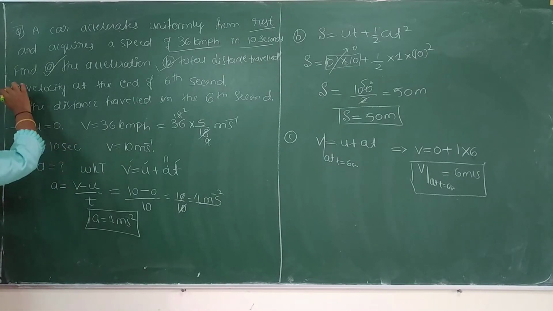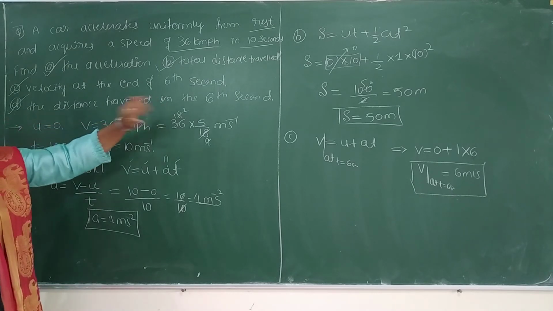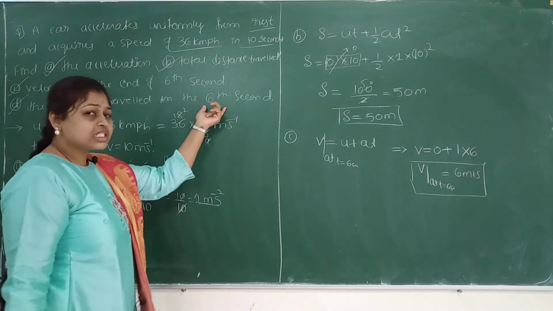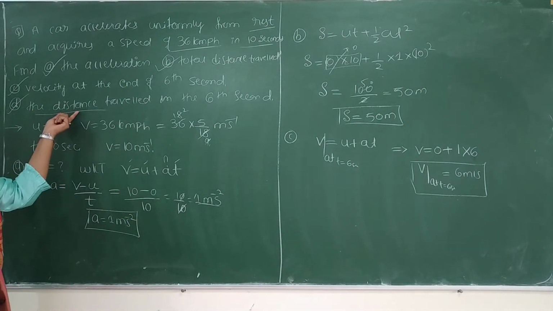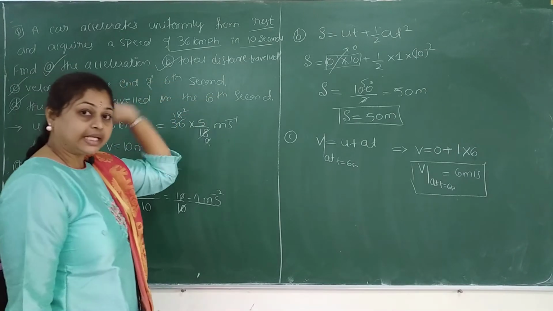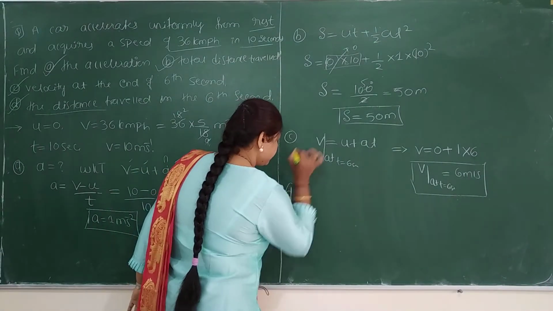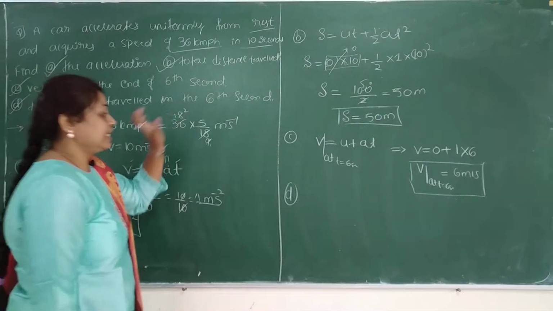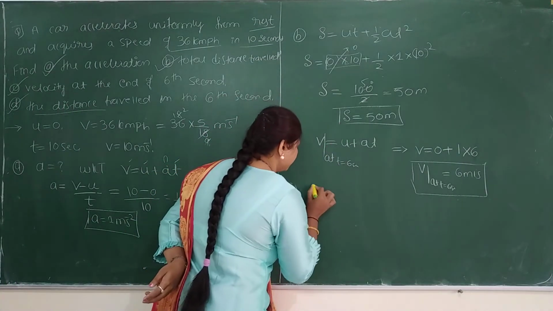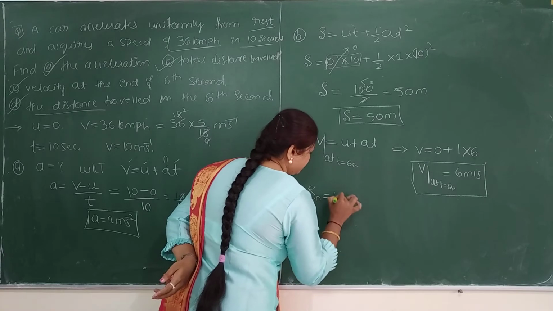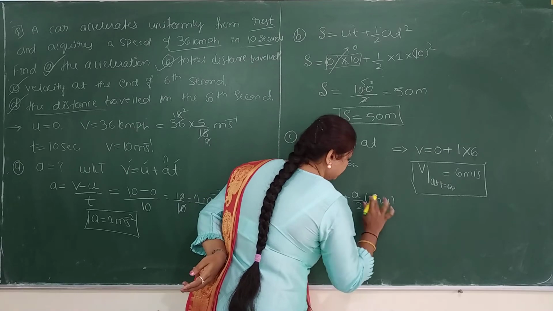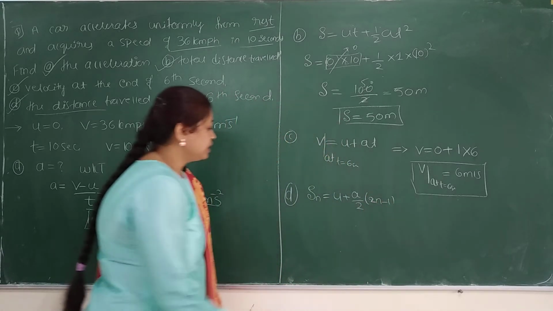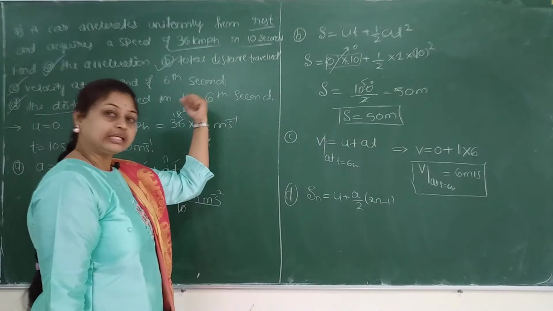Now the third is over. The fourth one, what do you have to calculate here? The distance travelled in the 6th second. Again for the 6th second, how much distance is covered? Then calculate here. To find it for the 6th second, use the fourth equation of motion, that is Sn is equal to u plus a divided by 2 into (2n minus 1). This is the formula. So here the n value is how much? The 6th second they are mentioning.